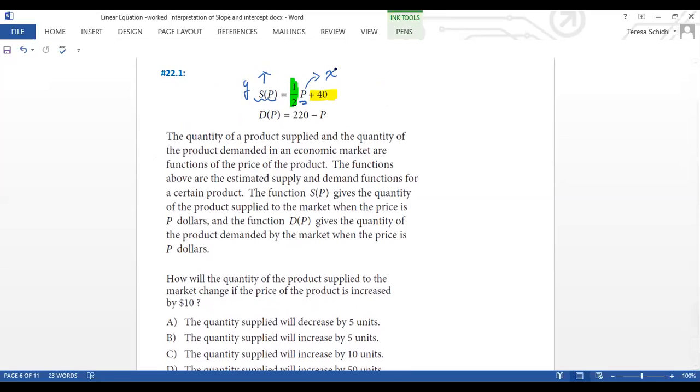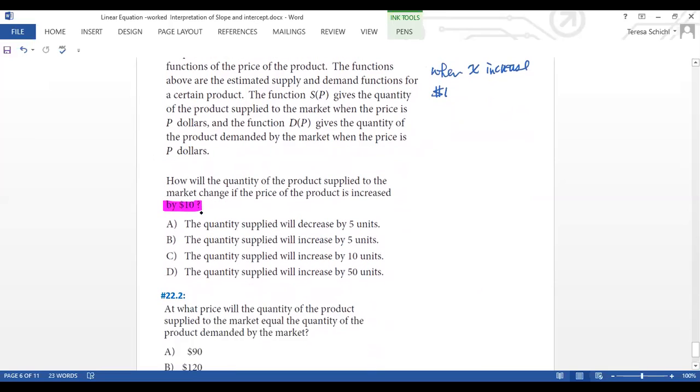So they are asking about the quantity supplied here. They say, how about if the price of the product increases by $10? Here they try to trick you. What does the 1/2 mean? The 1/2 here is the slope, right? That means the supply is going to increase 1/2. So y increases 1/2 when x increases $1. Now they ask how much the supply changes if the price increases by $10. So it will be 10 times 1/2, so it's 5 here.